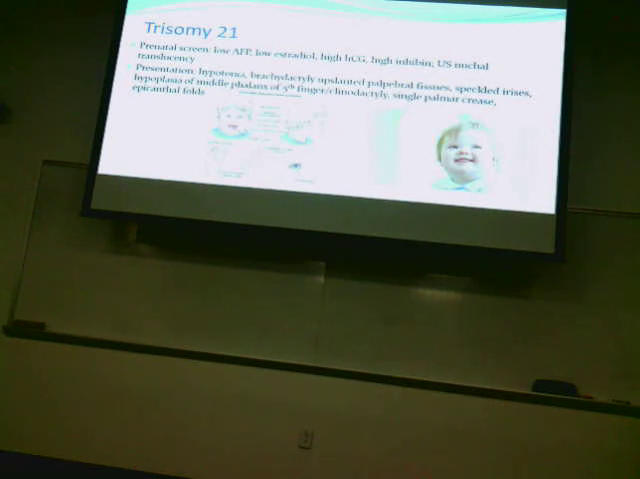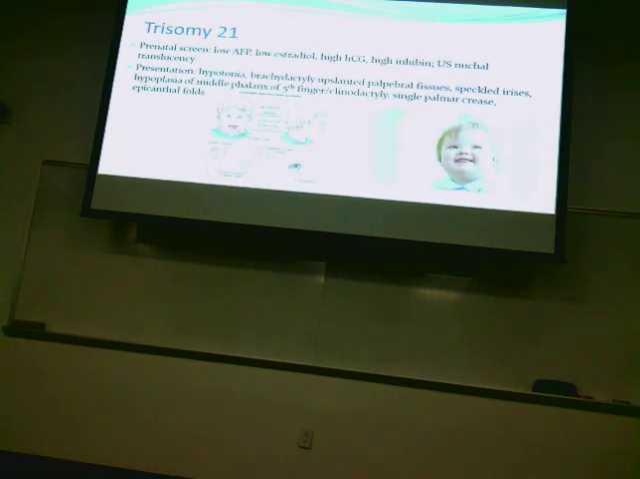So trisomy 21 or Down syndrome. We can pick this up on our prenatal screen with low AFP, low estriol, high beta HCG, high inhibin. On ultrasound prenatally, we might see nuchal translucency.